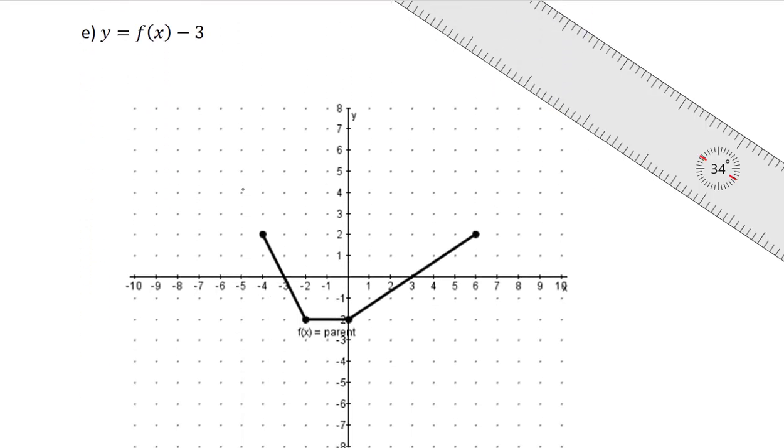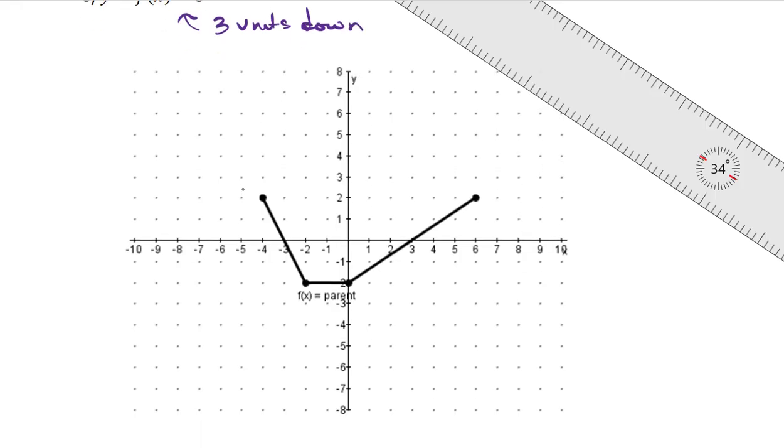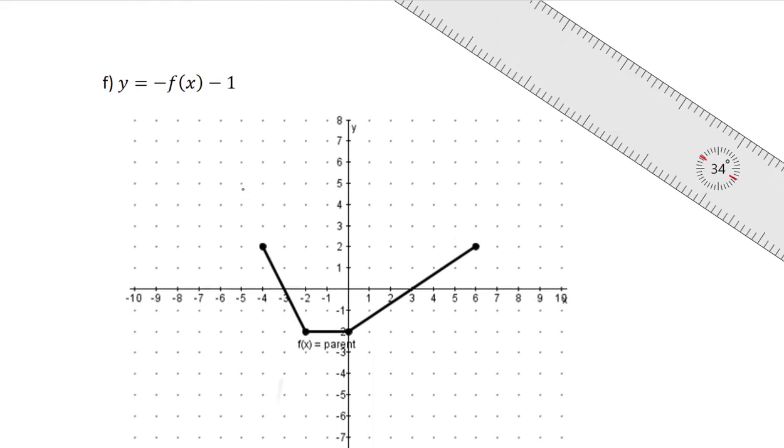Letter E, we have f of x minus 3. So I'm going to skip this one. This simply means shift of 3 units down. So every point on the parent curve is shifted down by 3.